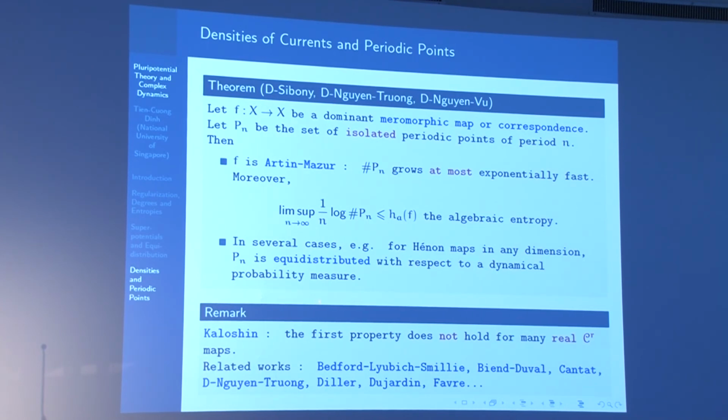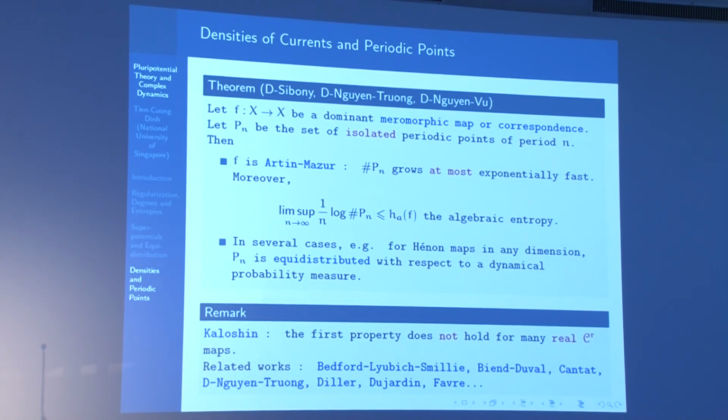So this is not obvious, because in the real case, for real dynamical systems, we know from the work of Kaloshin in particular that many real dynamical systems don't satisfy this property. You can have periodic point growth as fast as you want.